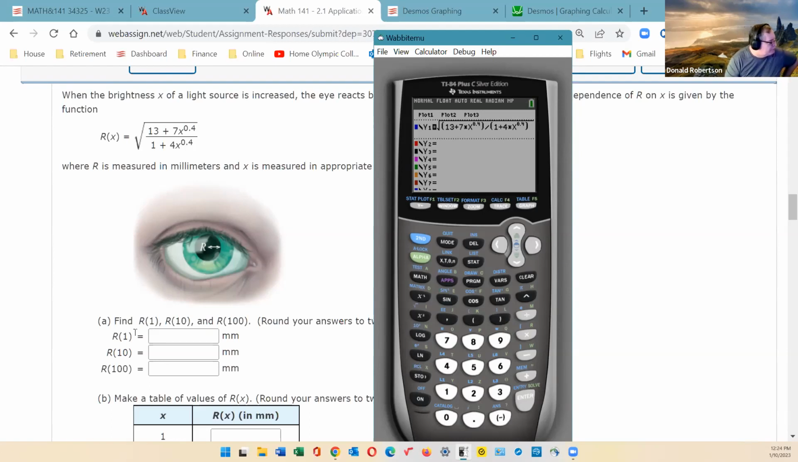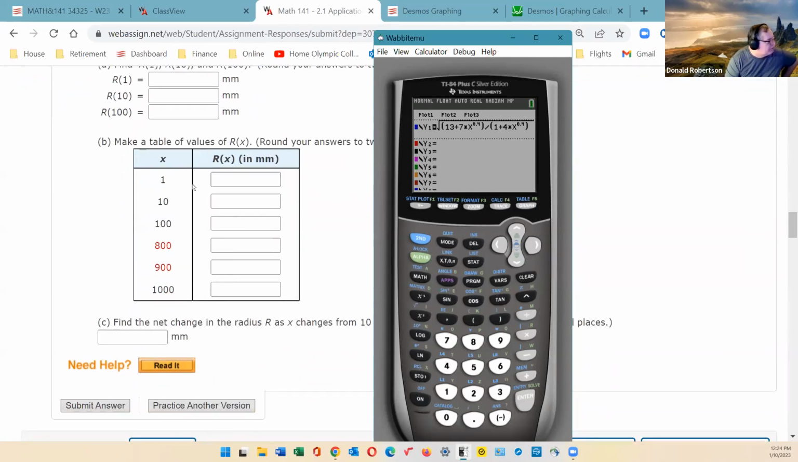Now I want to do this table of values, right? Different strengths of X to see what would happen. I'm going to make a prediction here. As this gets brighter, shouldn't that radius get smaller? Right. Now, let's see if I've got the thing.